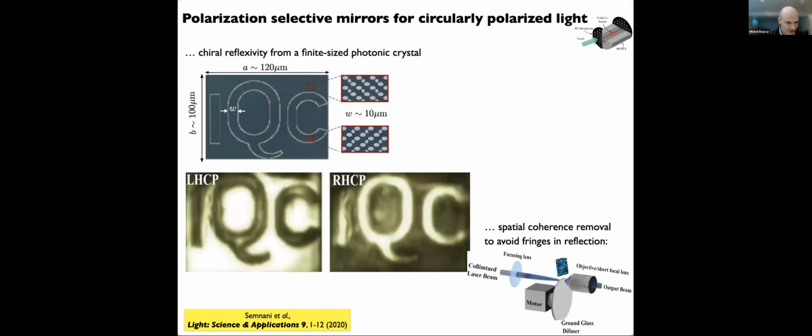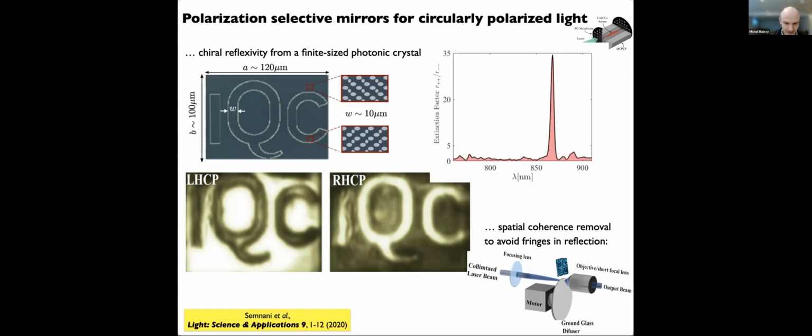And then sort of the last topic that I wanted to talk about a little bit more is these chiral photonic crystals or mirrors that have different reflection for different polarizations of light. So here we just did kind of a PR experiment where we made IQC out of different chirality of structure. And you see that depending on how you illuminate the structure, either the background or the letters glow, and with a more precise measurement on an actual photonic crystal slab, we got a contrast of about 35, the reflectivity of one versus the other circularly polarized light.